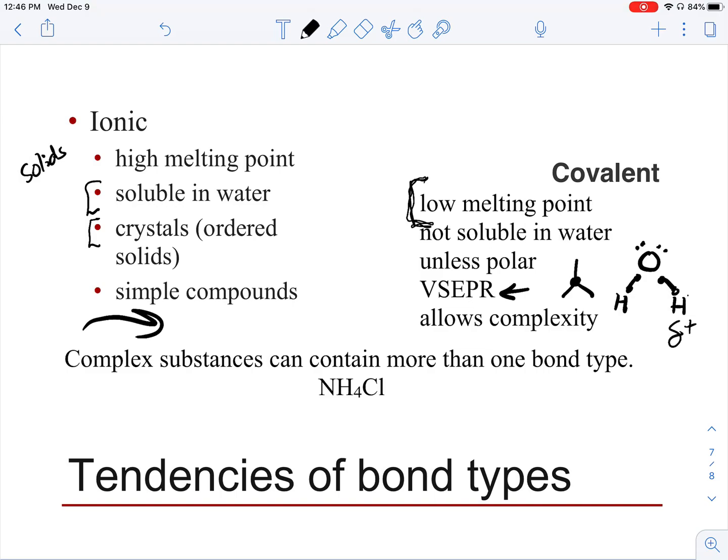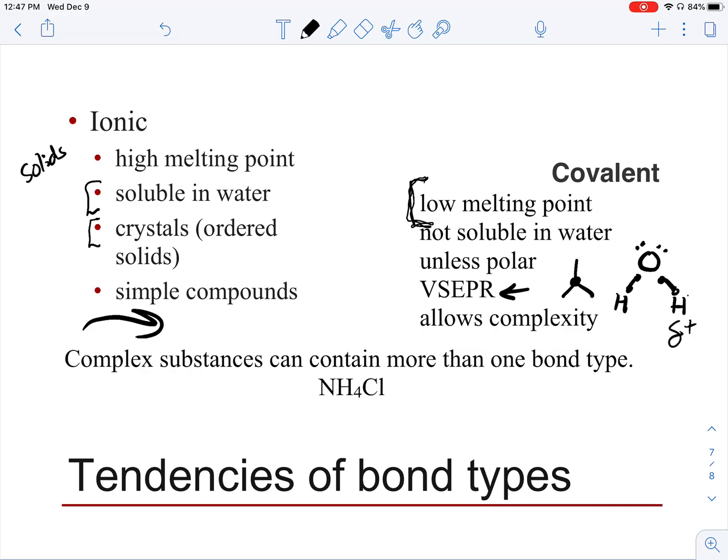Covalent compounds tend to have a much lower melting point. So water is a liquid at room temperature, and oxygen is a gas at room temperature, because oxygen is completely nonpolar, and there's very little incentive for the oxygen molecules to hook up with each other and become liquids or solids. There are some substances as well that can have more than one bond type, and we'll look at these.